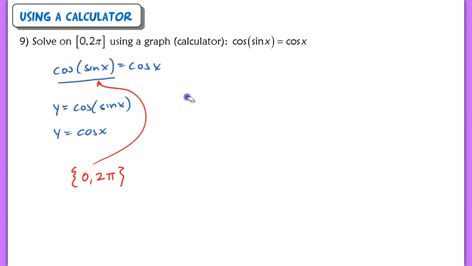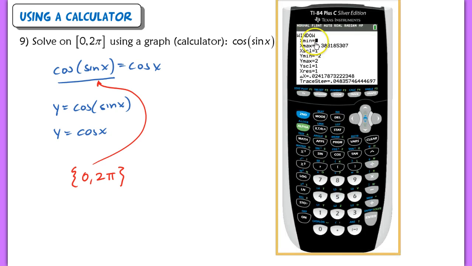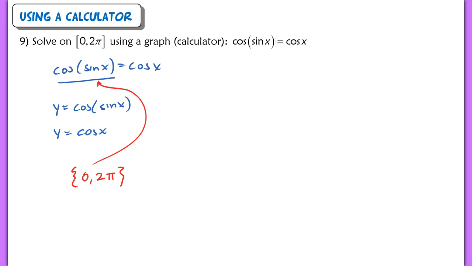Alright, so basically the reason why I wanted you to do this problem on your calculator is just so that you see how you can adjust your window so that you're restricting, and it just basically helps you out. When you go to graph something and you want to just restrict from 0 to 2 pi, you can see that you found all of the correct solutions. So it's just a helpful tool, okay?